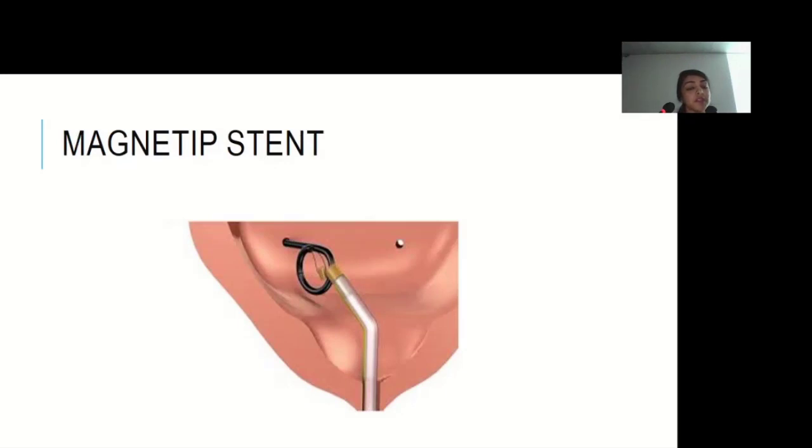Another type of stent being used these days is the magnetic stent. This is again a double J stent with a magnet attached at the lower part of that stent. The benefit of that magnet tip stent is that you can remove this stent without any cystoscopy. You just need a Foley's catheter with a magnet tip on it. You insert the Foley's catheter and this DJ will come out with that catheter.